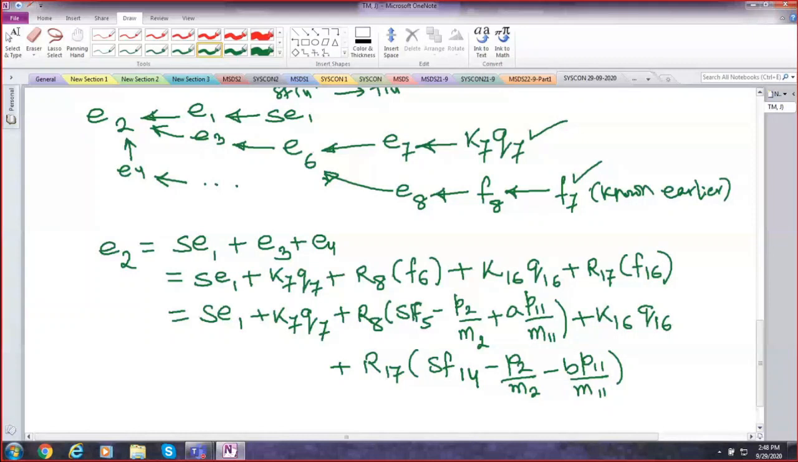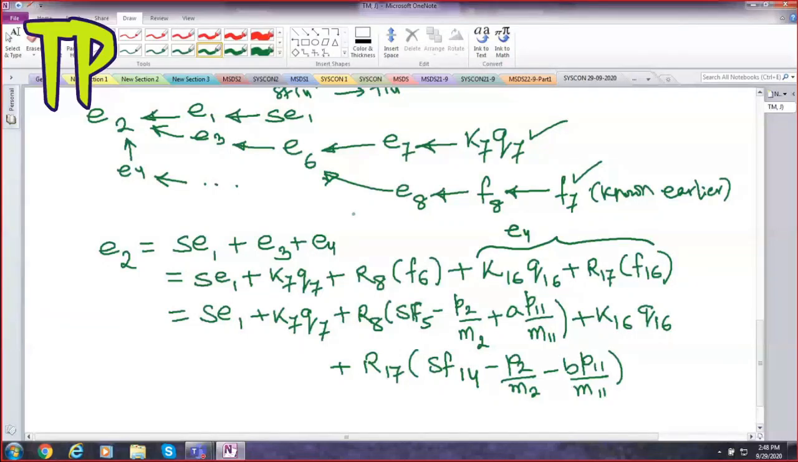E8. E8 is R8 times F6 or F8. And that F8, again, we have calculated before, that is this much. So we put that. And this is E4 part. This part is E4. E4 again comes from whatever. So we expand it, we get this equation. All right. It's just Newton's law like. You apply the force balance equation, you apply the moment balance equation. So this is E2. Then we will have another equation for E11.